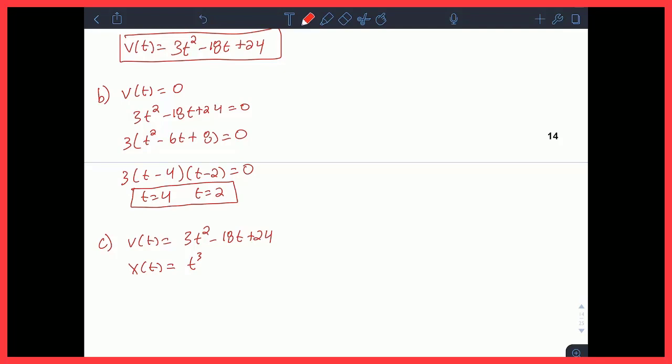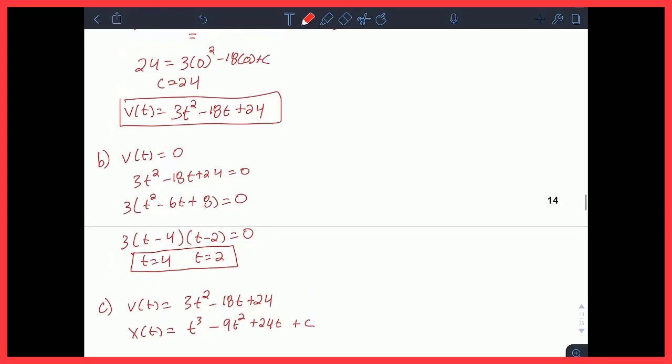And the antiderivative that gives me negative 18t should be negative 9t squared. Take the derivative of negative 9t squared, and I get negative 18t. And then, of course, the derivative of what would give me 24, and that would be 24t, plus some constant c, because the derivative of any constant is 0.